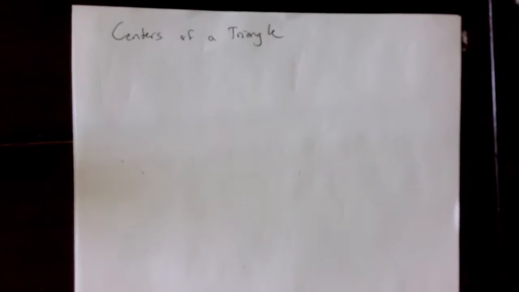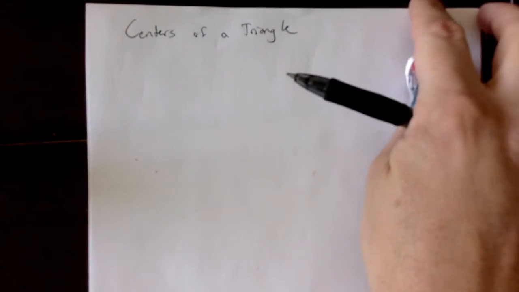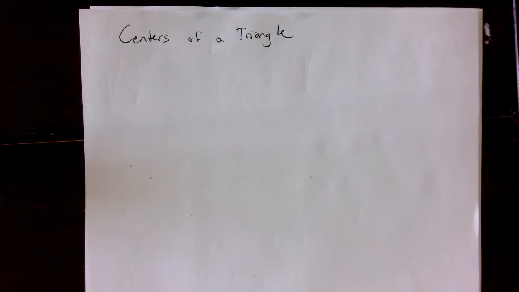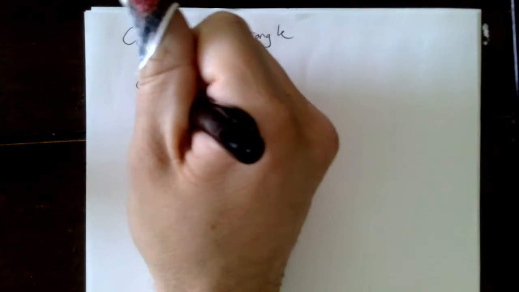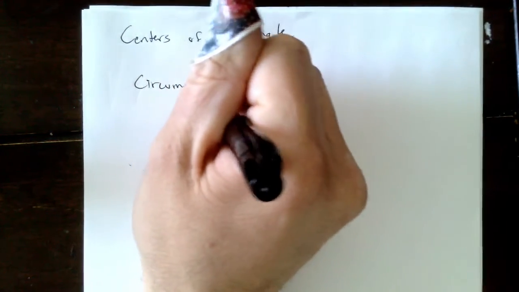All right, Math 2. Hey guys, we're going to start Chapter 7 now. Chapter 7 deals solely with the centers of a triangle. So each day I'm going to talk to you about a different center of a triangle. I know this first one has a weird name, but the first one, which we're going to start off with today, is titled Circumcenter.